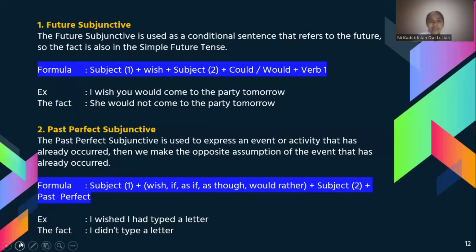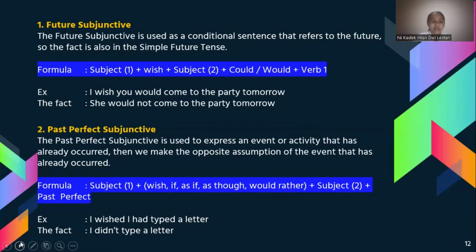So the first one is future subjunctive. The future subjunctive is used in a conditional sentence that refers to the future. So the fact is also in the simple future tense. The formula of future subjunctive is subject plus wish plus subject two plus could or would plus verb 1. For example, I wish you would come to the party tomorrow. And the fact is, she would not come to the party tomorrow. That's all for the future subjunctive.